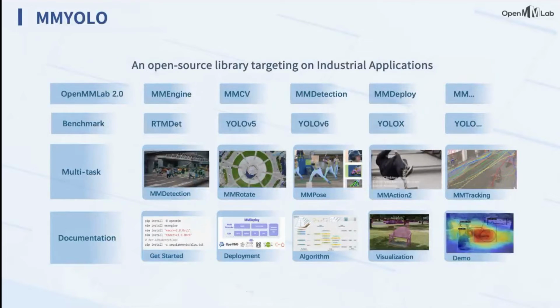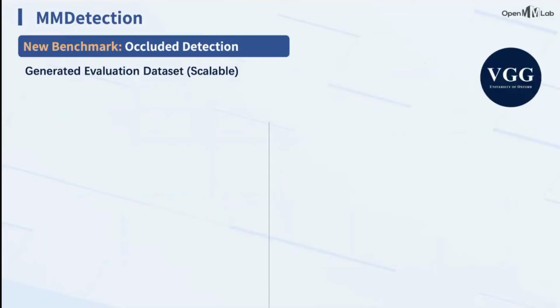So basically in MMYOLO, we support most commonly used one-stage detectors like YOLOv5 and YOLOX. We also developed a faster and more accurate detector named RTMDet. It is also based on the OpenMMLab 2.0 version, so it relies on MMEngine and MMCV and MMDetection, as well as MMDeploy.